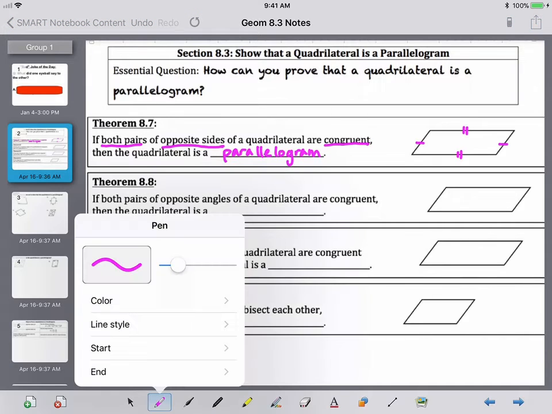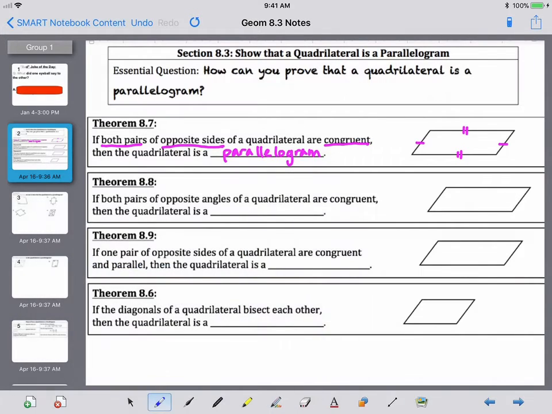All right, the second theorem that we've got tells us that if both pairs of opposite angles of a quadrilateral are congruent, then you can also say that shape is a parallelogram. So this is the converse of theorem 8.4 from yesterday's lesson. So if we can prove that these two acute angles are the same, and then these two obtuse angles are the same measure, then you can say that that is a parallelogram.